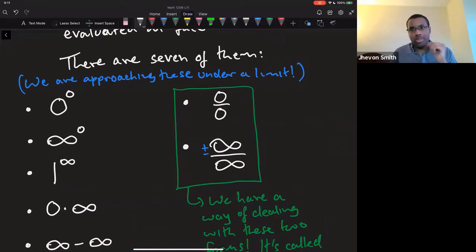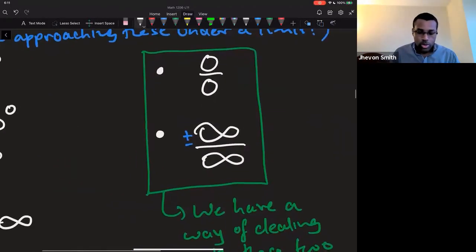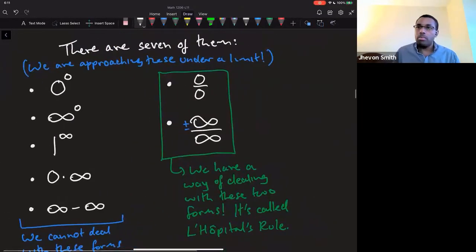0 over 0, because of course, division by 0, but also because any fraction where the numerator hits 0, and the denominator is not 0 at the same time, that fraction will hit 0. So also, again, infinity over infinity, because infinities can be different sizes.